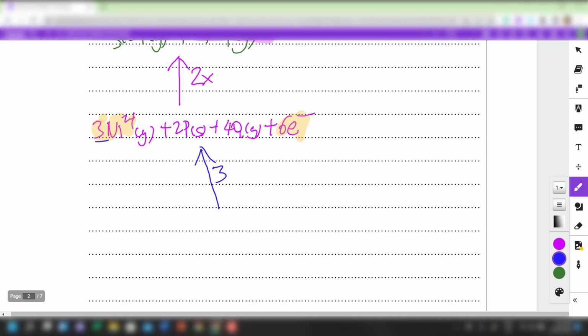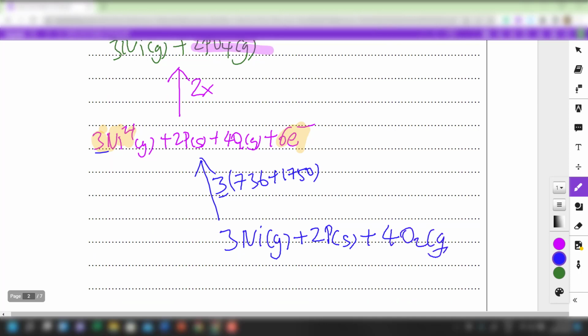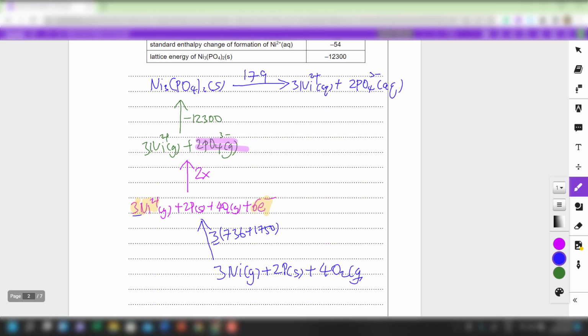So make sure the 3 is there, 3 equivalents. First IE is 736. This is the only one not given, so you need to look up from your data booklet. Plus 1750. Remember that you must have a 3 here. So of course from here, what I'm going to have is simply 3Ni gaseous plus 2P solid plus 4O2 gaseous. Sorry, my pen is not really working very well. So next, I'm just trying to link up these two portions.